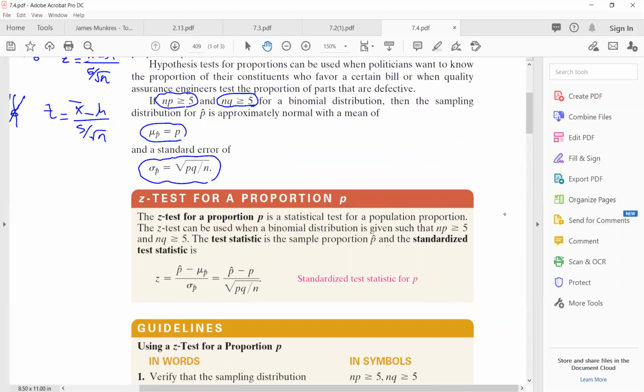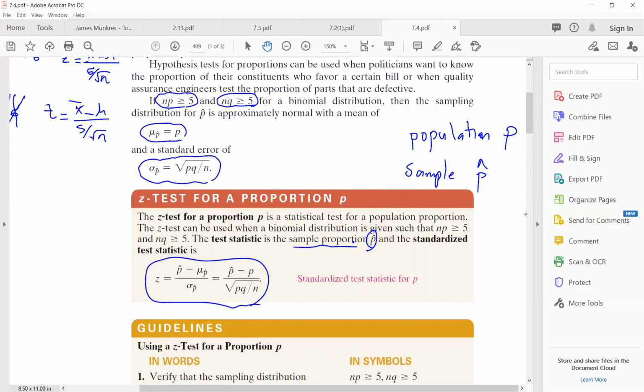The test statistic is the sample proportion p hat. For the population, we use p itself. For the sample, we put a hat on top of it, p hat. And the standardized test statistic is z equals p hat minus p divided by square root of pq over n.